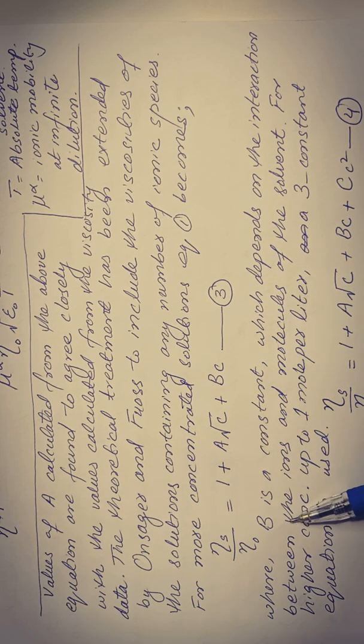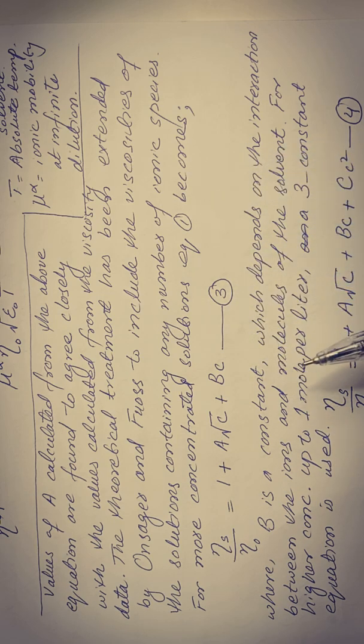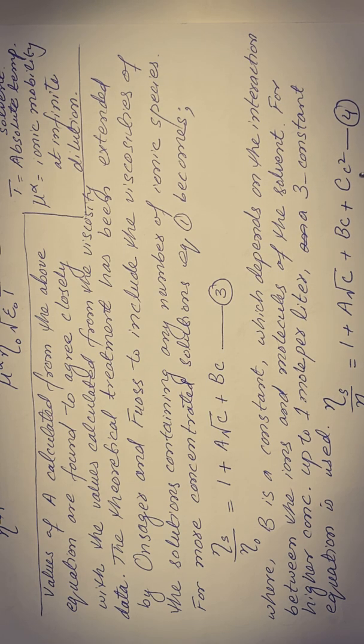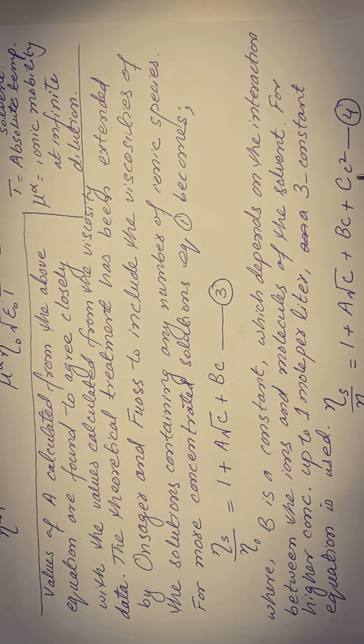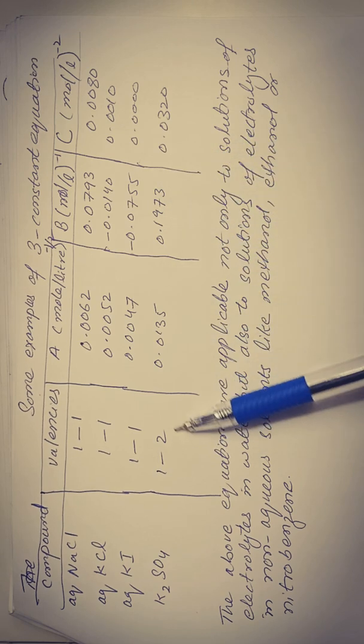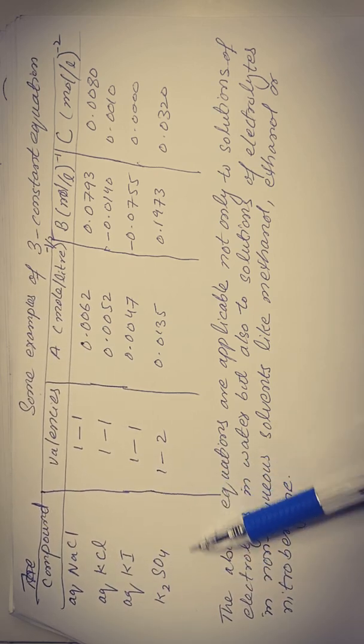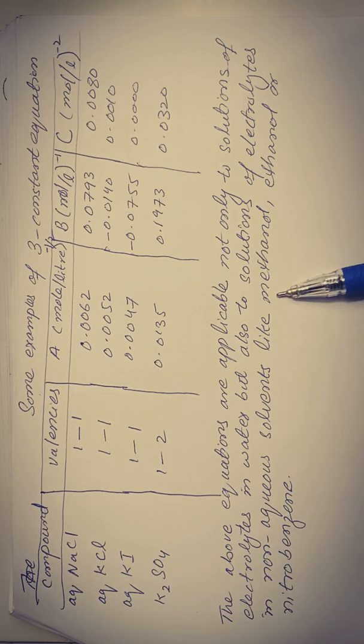In equation number 3, B is also a constant, which depends on the interaction between the ions and the molecules of the solvent. For higher concentrations up to 1 mole per liter, a 3-constant equation is used that is similar to equation number 3 and equation number 1, with an additional constant known as C, multiplying the concentration raised to power 2. Here we have our constants A, B and C for a few examples of aqueous solutions, like sodium chloride, potassium iodide and potassium sulfate. The above equations are applicable not only to solutions of electrolytes in water but also to solutions of electrolytes in non-aqueous solvents like methanol, ethanol or nitrobenzene.